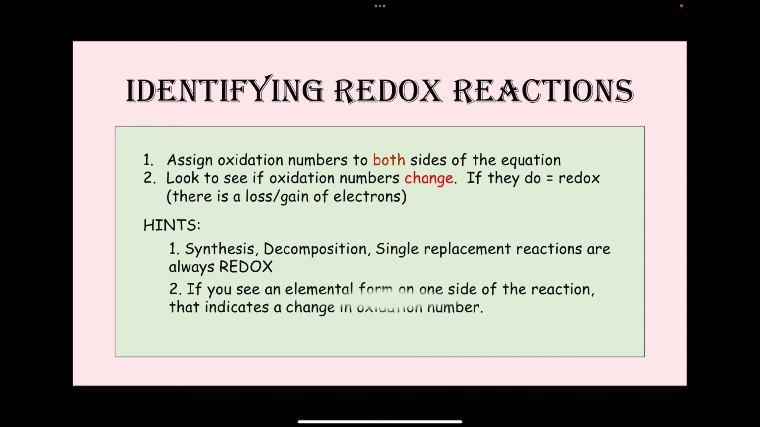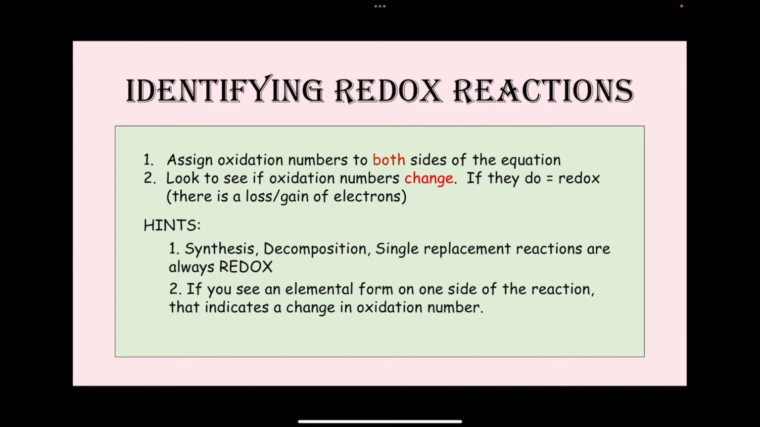The first hint is that if you see a synthesis, decomposition, or a single replacement, those three types of reactions are always redox. The reason for that is because in synthesis, decomposition, and single replacement, you always have the elemental form of a substance on one side of the reaction, but you have the same substance in a compound on the other side. So, for example, in synthesis, you have maybe two elements combining to make a compound.